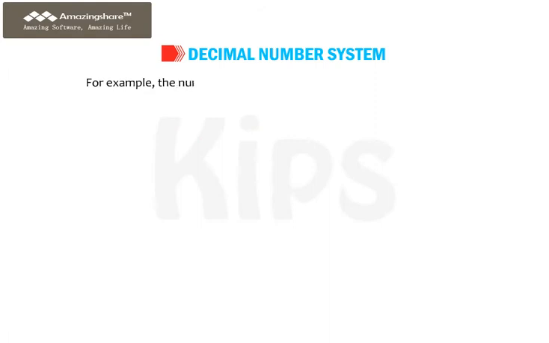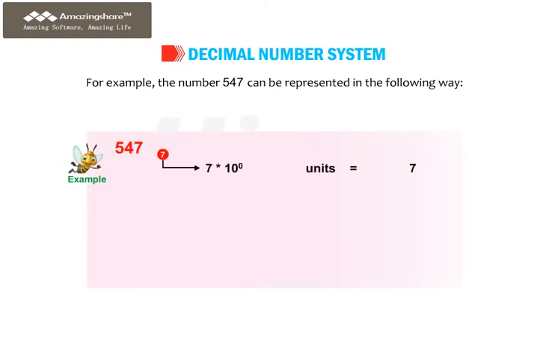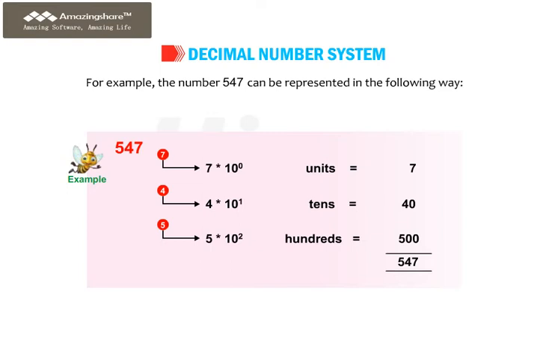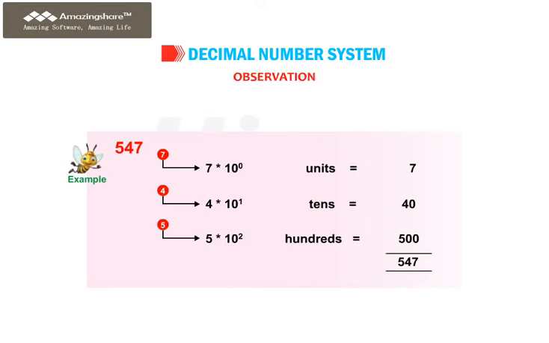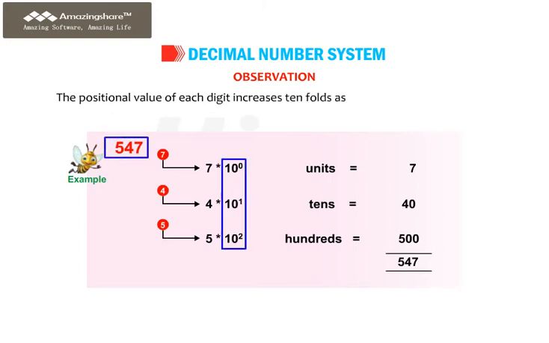For example, the number 547 can be represented in the following way. 7 into 10 raised to power 0, units, 7. 4 into 10 raised to power 1, tens, equals 40. 5 into 10 raised to power 2, hundreds, equals 500, total 547. From this we observe the positional value of each digit increases tenfold as we move from right to left.